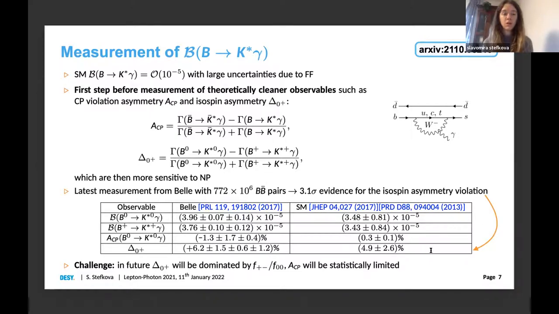So the challenges for the measurement of these quantities are different. For the ACP, this will be statistically limited, but for the isospin measurement, this will be dominated by the asymmetry between the charged and the neutral production.